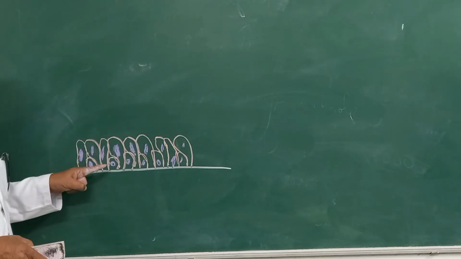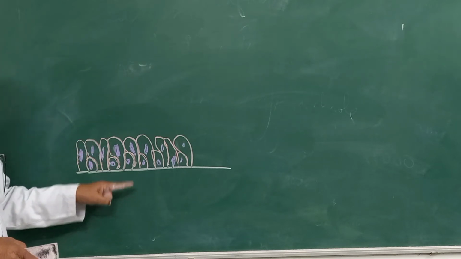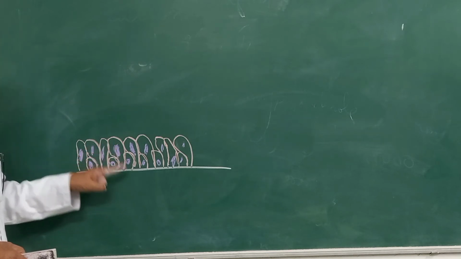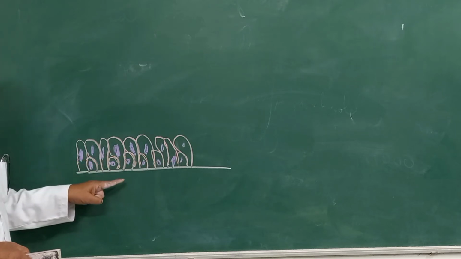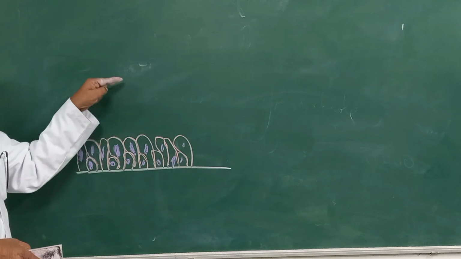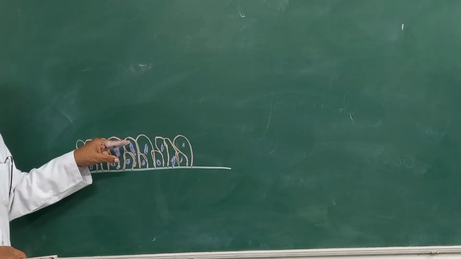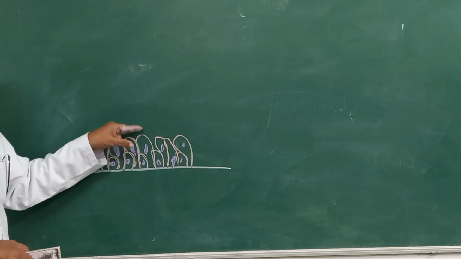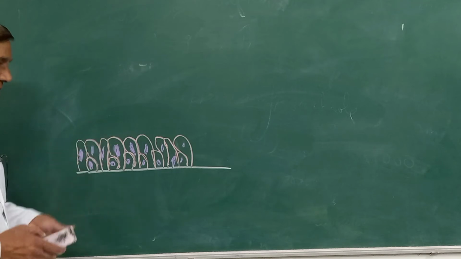The first condition is that all the cells should be attached to the basement membrane. In case of the stratified epithelium, only the basal layer was attached to the basement membrane. The other cells were not attached. They were attached among their neighboring cells with the desmosomes or other junctional complexes.